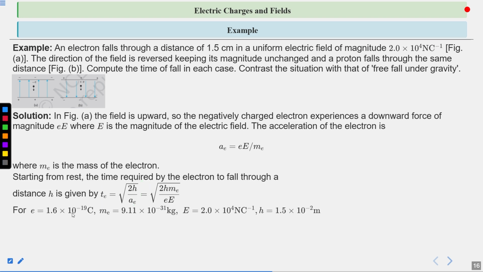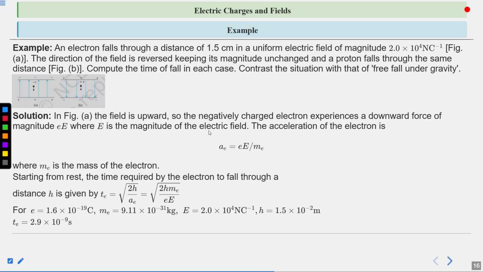So e is equal to 1.6 × 10^-19 coulomb. m is 9.11 × 10^-31 kg, the mass of the electron. The value of E is already given in this question, that is 2.0 × 10^4 newton per coulomb, and h is 1.5 × 10^-2 meter.